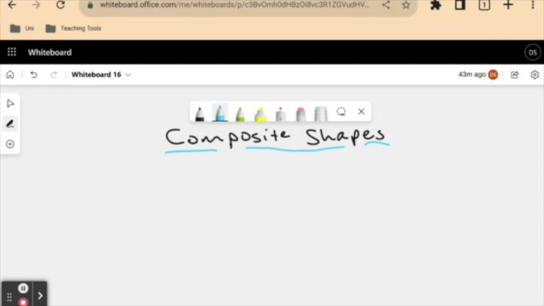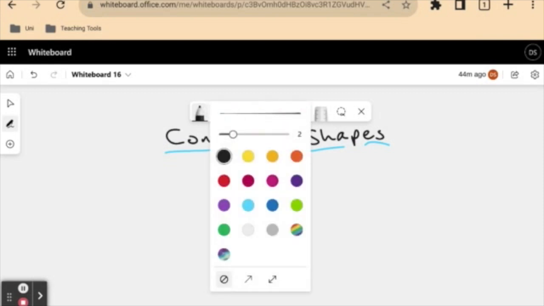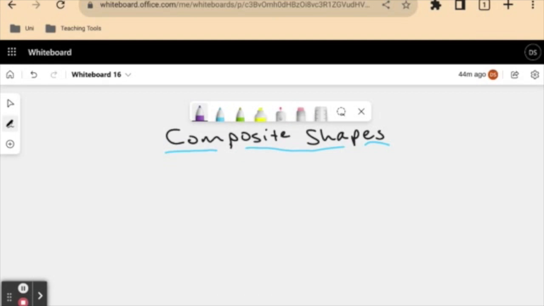So today we're going to be looking at composite shapes. Now, this word composite, before we even start explicitly defining composite shapes or looking at what they are, let's just look at this word composite, because we know what shapes are, but this word composite, what does it sound like? What other word does it sound like? Now, some of you may be thinking of the word composed.